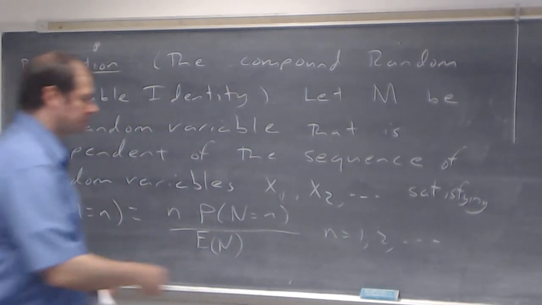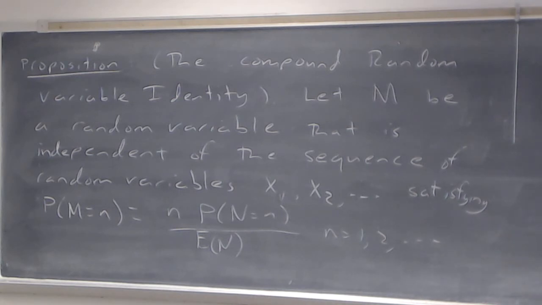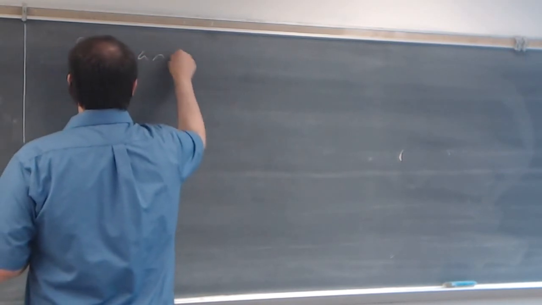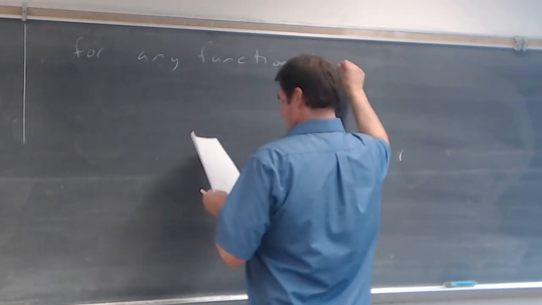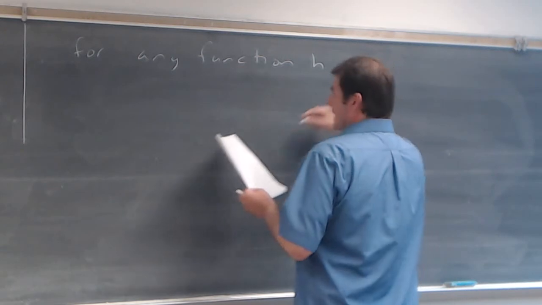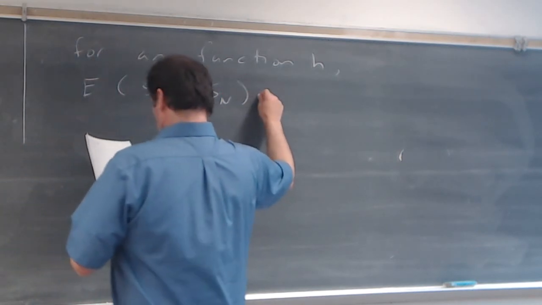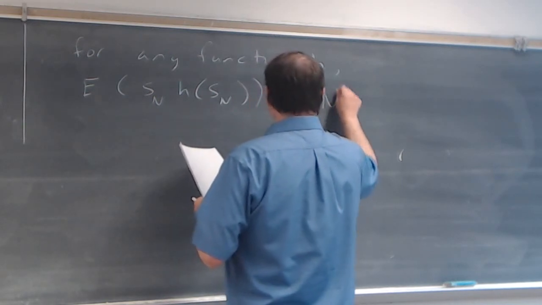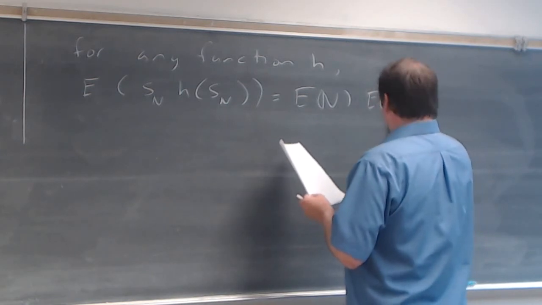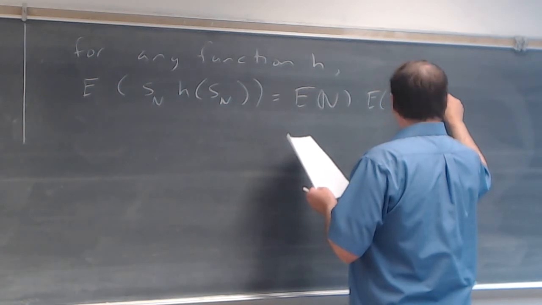Okay. Then for any function h, the expected value of s sub n times h evaluated at s sub n, okay, the expected value of that will be equal to the expected value of n times the expected value of x sub 1 times h of s sub m.